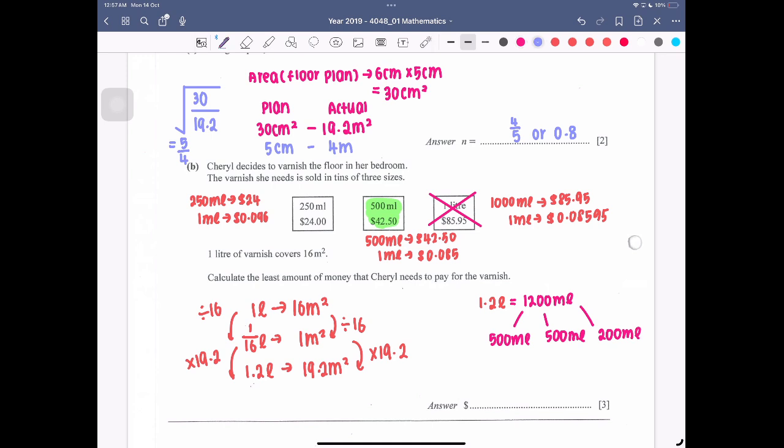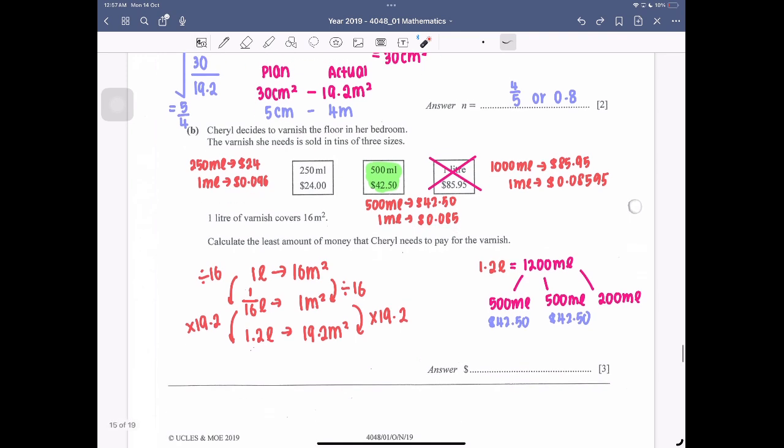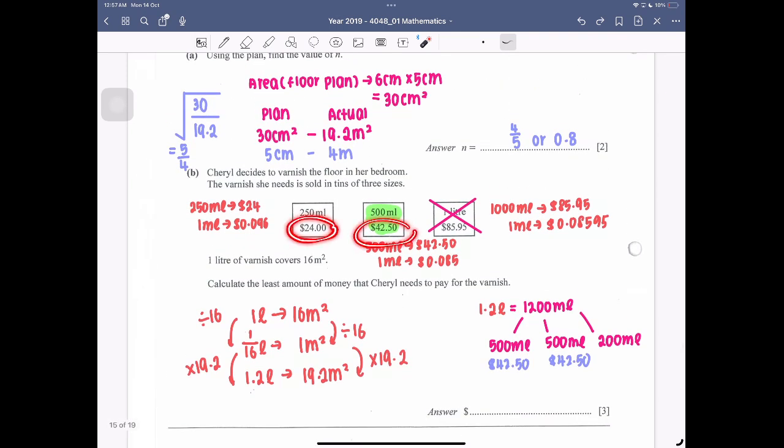This 500 ml is 42.50. Now for this 200 ml, you have to decide whether you want to get from here or here. Even though per ml this is more expensive than here, overall the price is 24, here is 42.5. Since you only need 200 ml, we don't need to buy so much here. So we just buy 250 ml that costs $24. It's cheaper overall. So together, you take all this and add together, and you will get $109.